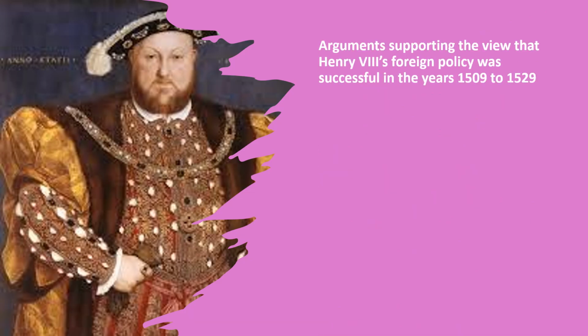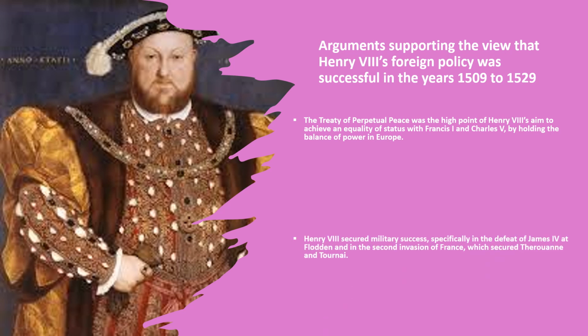In terms of the argument supporting the view that Henry VIII's foreign policy was successful in the years 1509 to 29, you could identify that the Treaty of Perpetual Peace was the high point of Henry VIII's aim to achieve an equity of status with Francis I of France and Charles V, the Holy Roman Emperor, by holding the balance of power in Europe. Cleverly, what Wolsey did in terms of the Treaty of Perpetual Peace was get each individual ruler and nation to sign it independently with England, and that enabled England to hold the balance of power instead of having a conference where everybody sits down and signs the treaty.